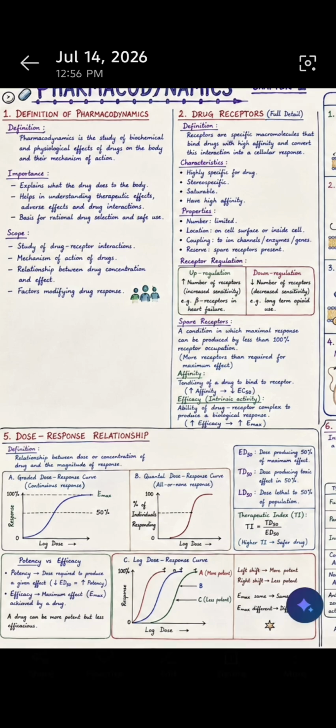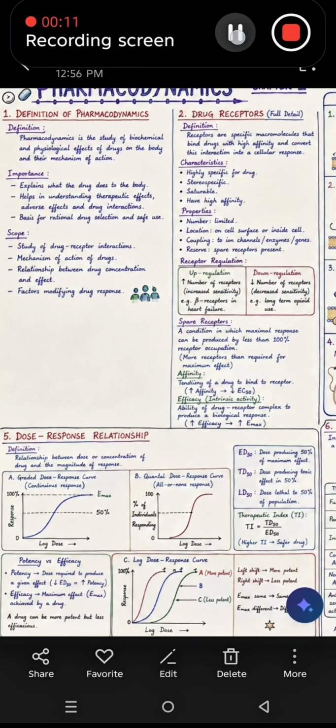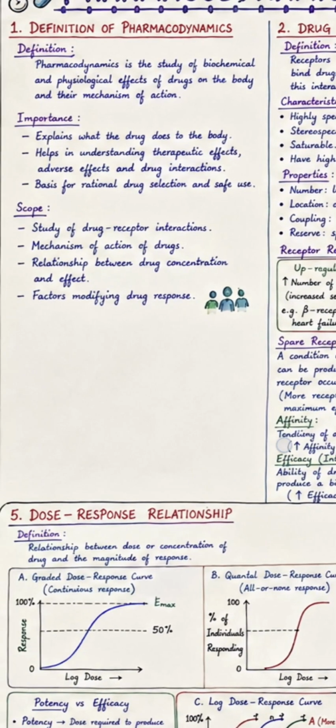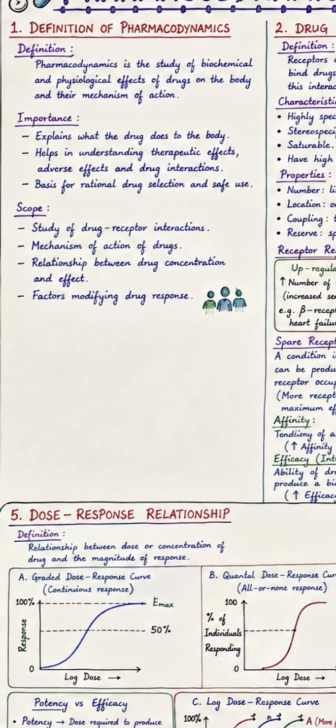Today we are discussing pharmacodynamics. What is pharmacodynamics? Pharmacodynamics is the study of the biochemical and physiological effects of the drug on the body and their mechanism of action. What the body does to the drug is pharmacokinetics, and what the drug does to the body is pharmacodynamics.